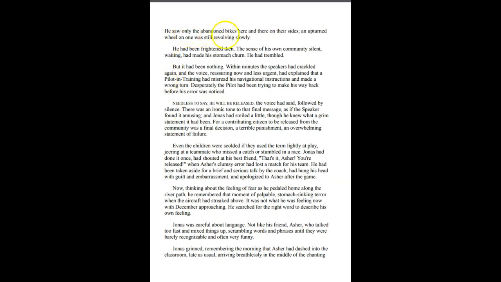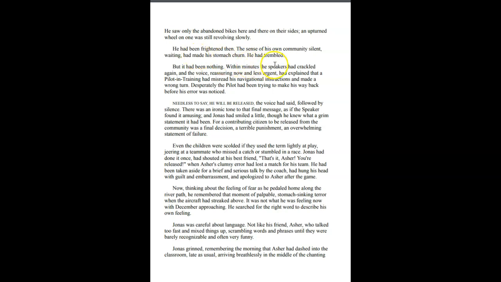He saw only the abandoned bikes here and there on their sides. An upturned wheel on one was still revolving slowly. He had been frightened then. The sense of his own community silent, waiting, had made his stomach churn. He had trembled. But it had been nothing.